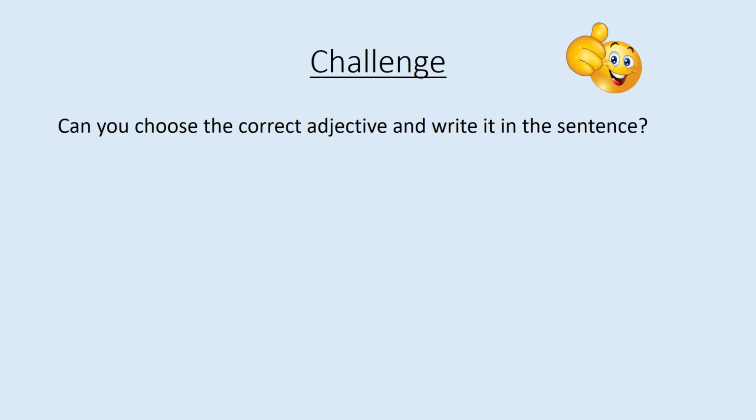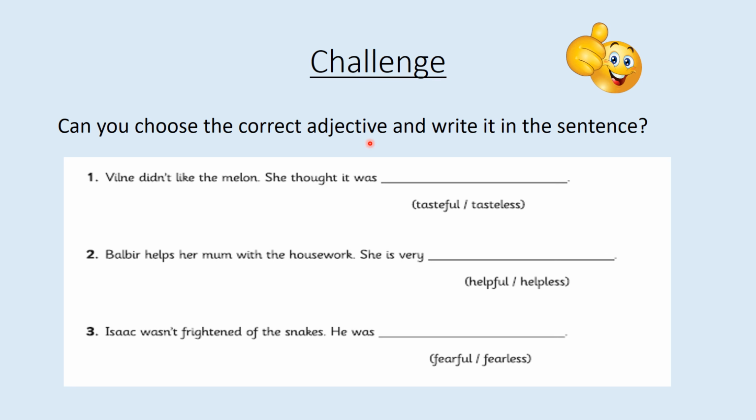Now the challenge today is, can you choose the correct adjective and write it in a sentence? Now let's have a look at that word adjective. Can you tell your grown-up or the screen or your teacher what is an adjective? What does an adjective mean? That's right, so an adjective is a describing word. So if you look here, there are 3 different sentences and you have got to choose the right word that goes in the missing space.